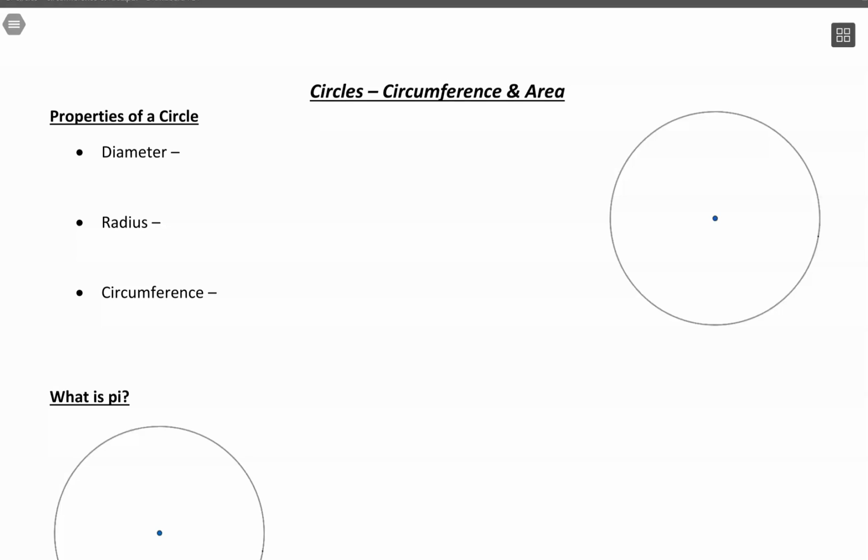With circles, we can calculate area and perimeter. It's just a little bit different since circles operate slightly differently. So first, let's get some properties of a circle. Diameter is the distance across the circle through the center.